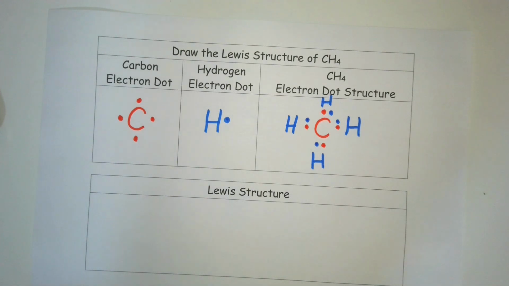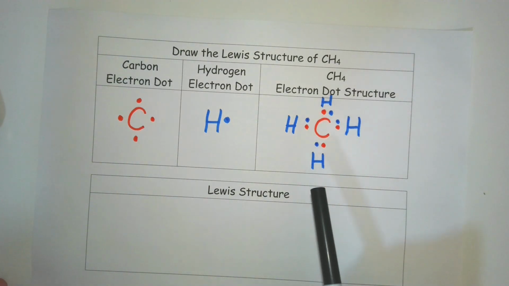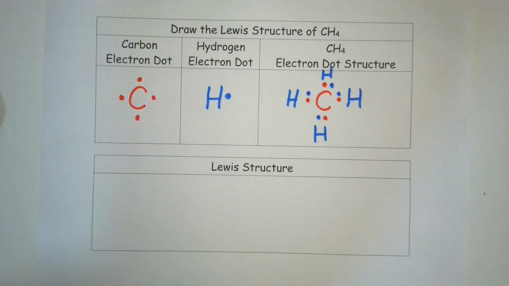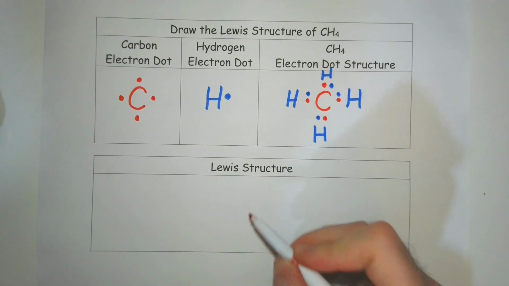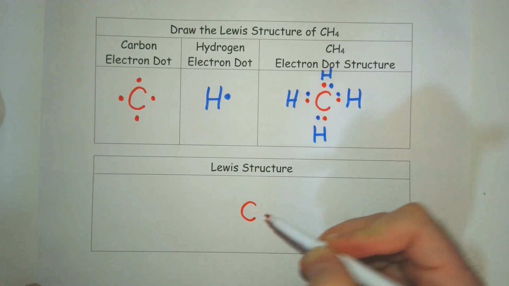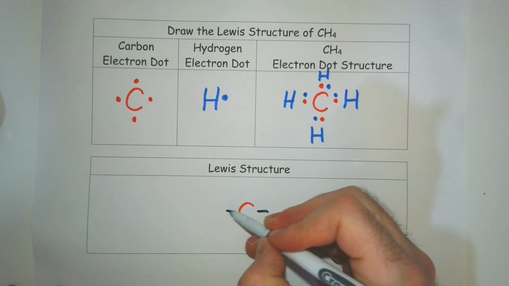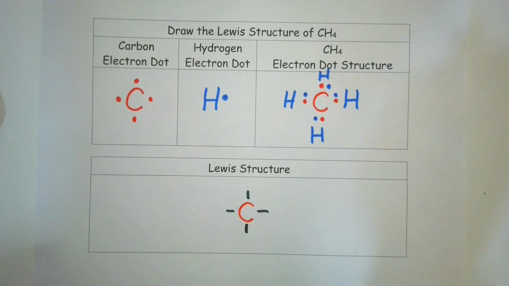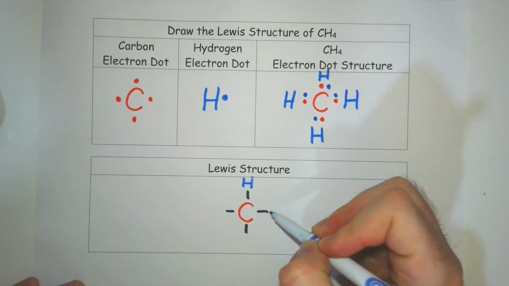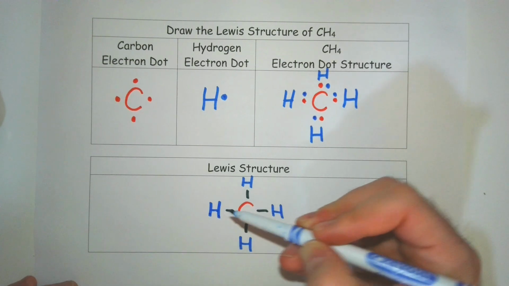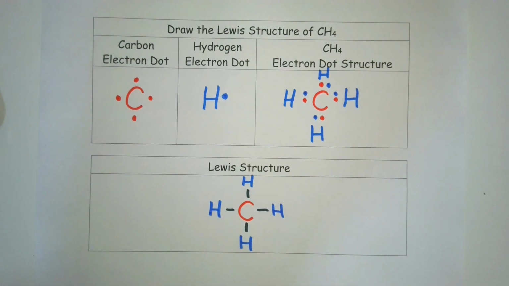Now for the Lewis structure, we're going to take this and just replace the shared electrons with a line. So I'm going to draw my carbon in the center. And then I'm just going to draw my bonds first. And then I'm going to draw my hydrogens. Alright, and right here we're going to have the Lewis structure for CH₄, methane.